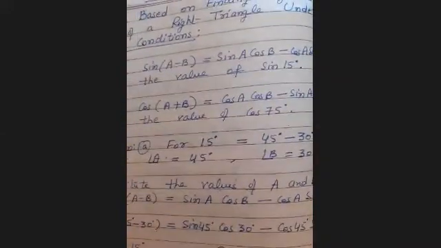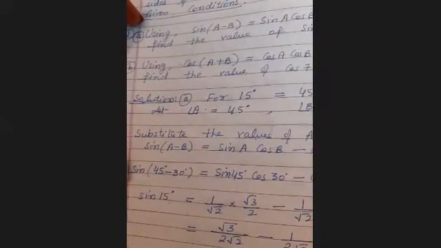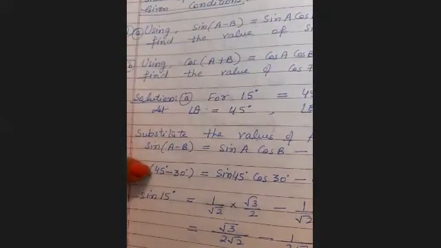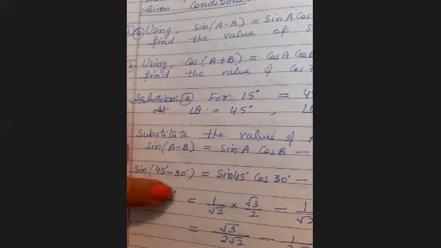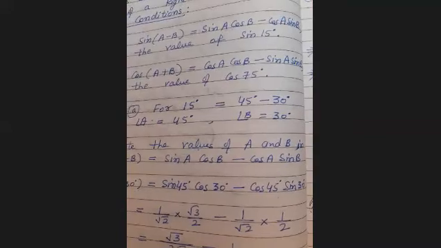We will substitute the value of A and B in the given expression, which is sine (A minus B) equal to sine A cos B minus cos A sine B. After substituting, in place of A it is 45, in place of B it is 30 degree. You can see here 45 minus 30 is 15 degree, therefore it is the value of sine 15, and we will substitute the values of sine 45 cos 30 minus cos 45 sine 30.